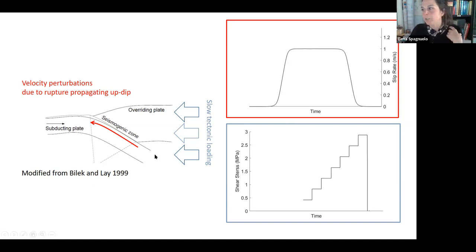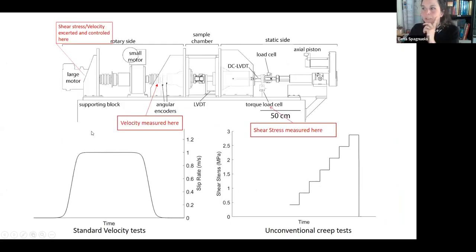Another idea is to try to simulate a slow tectonic loading and the effect of a slow tectonic loading. So what we want to do here is to apply traditional slip velocity functions, or something that we call unconventional creep test. That means that we control the shear stress and we increase the shear stress stepwise regularly. So the machine is Shiva, and here I'm going to present some technical details.